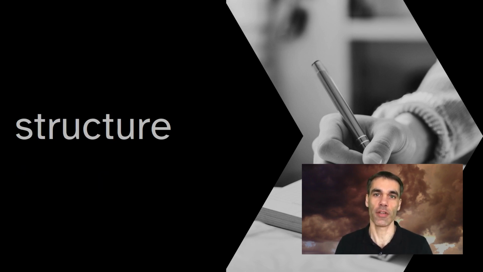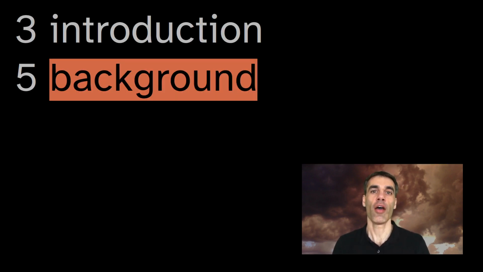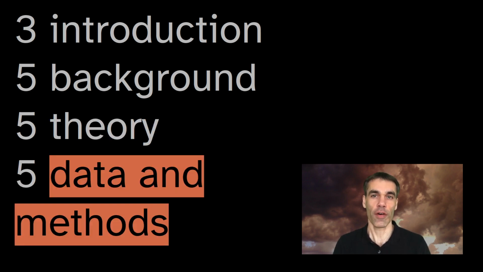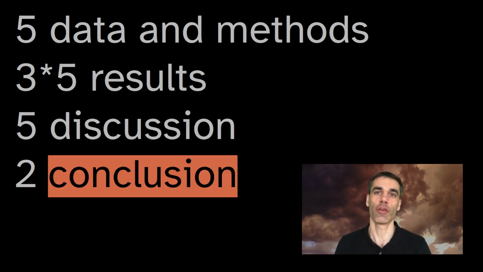The rough structure is as follows. We have 3 paragraphs for the introduction, 5 for background, which I often skip or merge with other sections, 5 for theory and hypothesis, 5 for data and methods, 3 times 5 for results, 5 for discussion and 2 more for conclusion. Sometimes I combine discussion and conclusion.